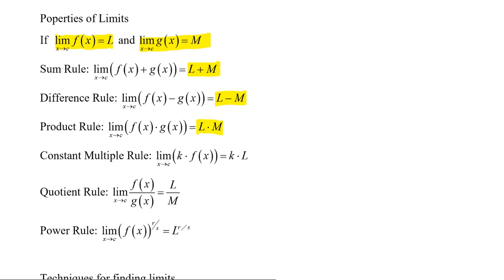The constant multiple rule says that if you're taking the limit of a constant times a function, you can just take the constant and multiply it times the limit. We have a quotient rule that says that if we're taking the limit of a quotient, this can be equal to the quotient of their limits, provided that m does not equal 0. And then we have our power rule that says if we take the limit of a function raised to some power, even a rational exponent, it's just going to be the limit raised to that exponent.